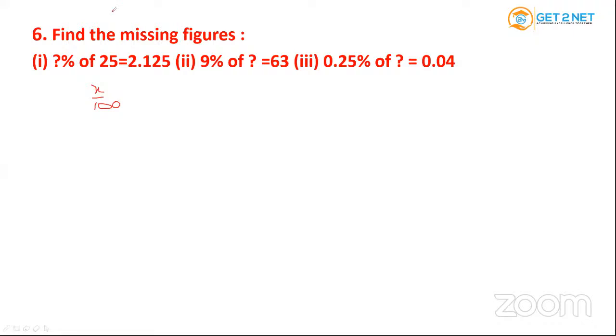Okay, dash percentage of 25 is equal to 2.125. So let's take this question mark to be x%. Can we take it? So x by 100 into 25 is equal to 2.125. If I expand 2.125, I can write it as 2125 divided by 1000, and I can try to solve. Let us, all of you, try with this number.